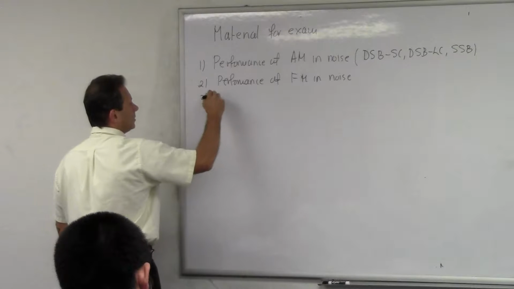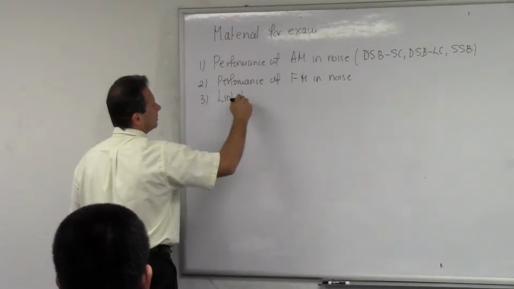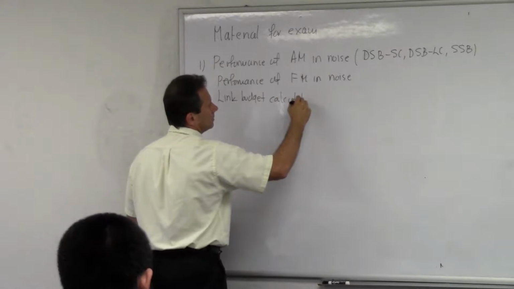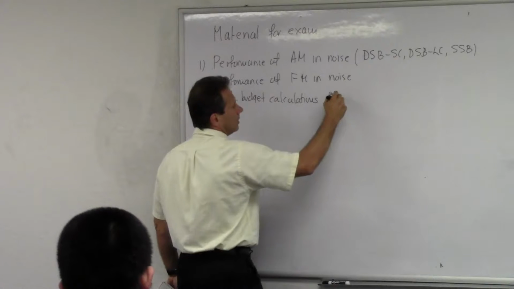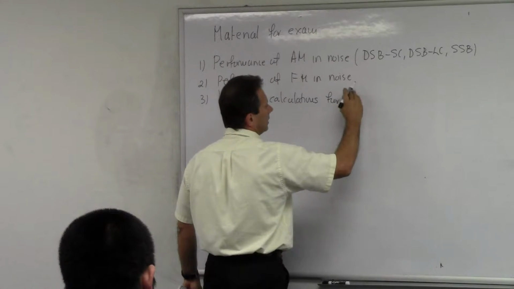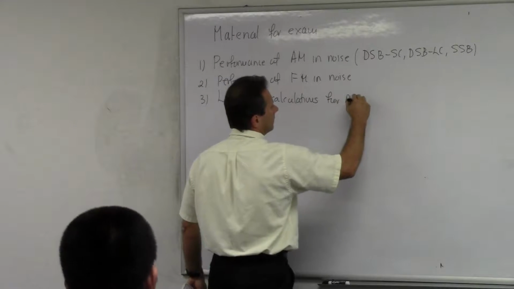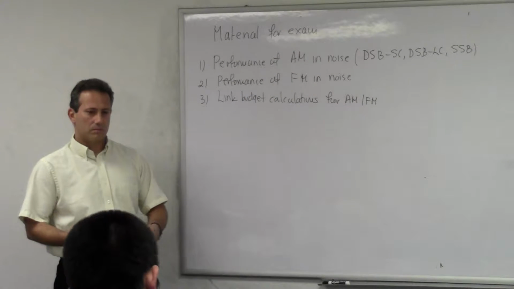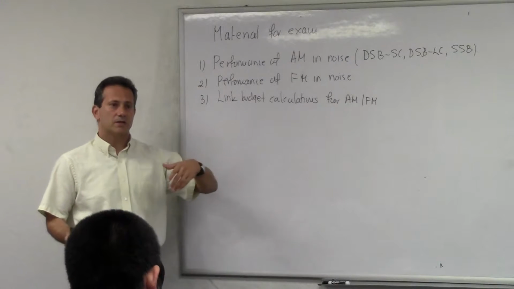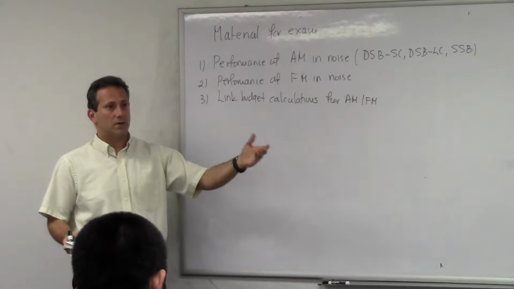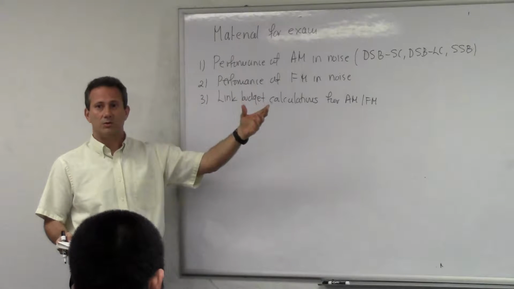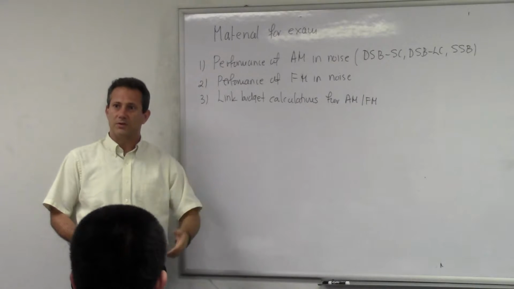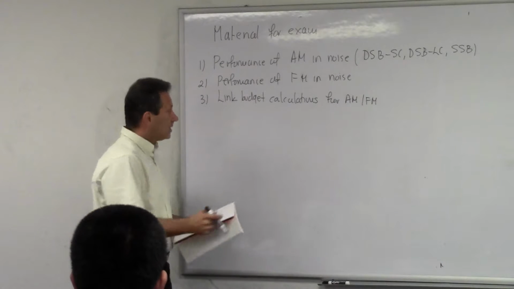The third is what I call link budget calculation for AM and FM. Remember, there are all sorts of these problems, the class of problems where I ask, this is the signal to noise ratio of the output, what is the input, how much do I need to transmit to close the budget so the system performs adequately. A lot of problems are of this nature.